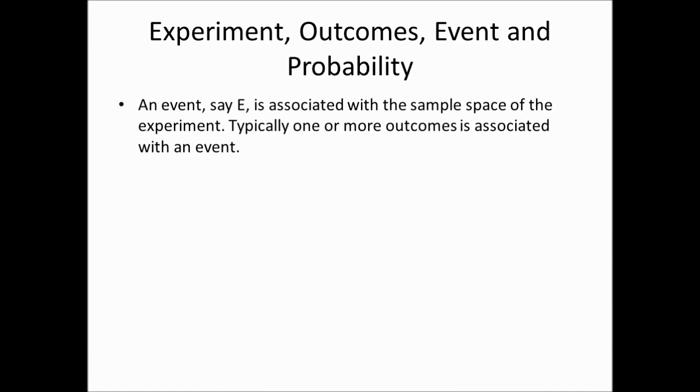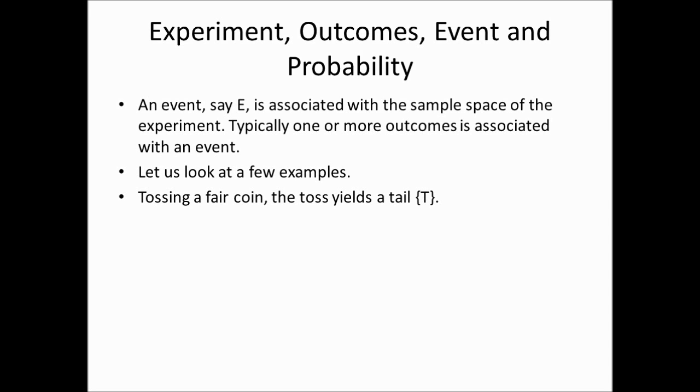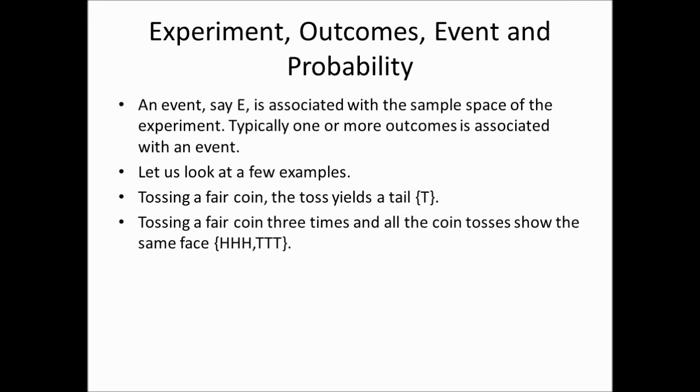Now let's define an event. An event, represented by E, capital letter E, is associated with the sample space of the experiment. Typically, one or more outcomes is associated with an event. Let's look at a few examples. We toss a fair coin, and the event of interest is the toss yields a tail. So in this case, we only look at the outcome tail.